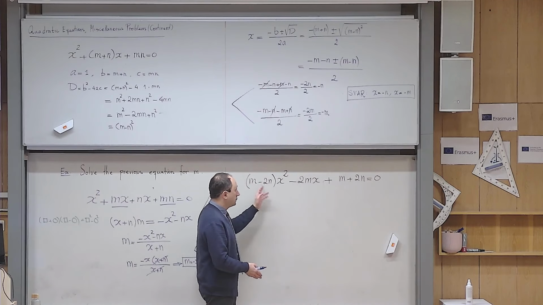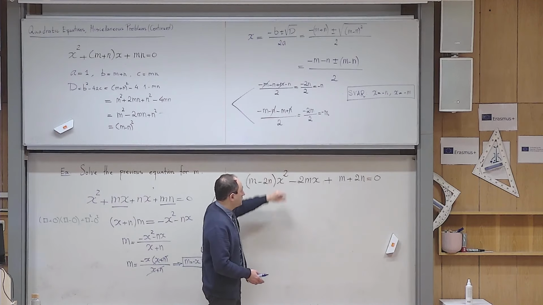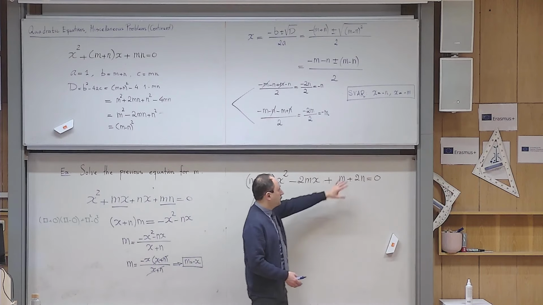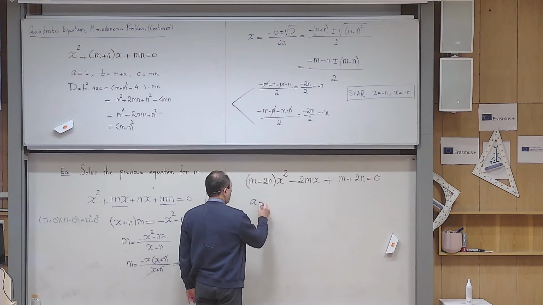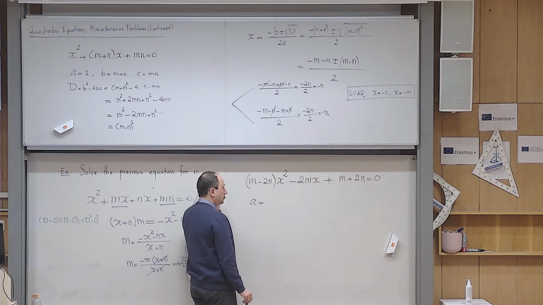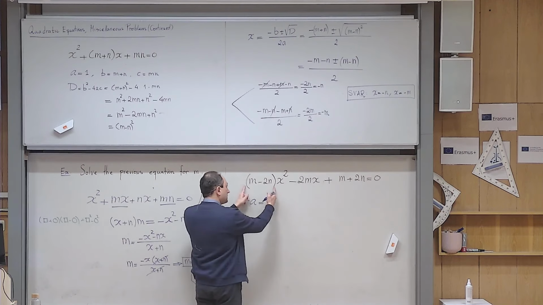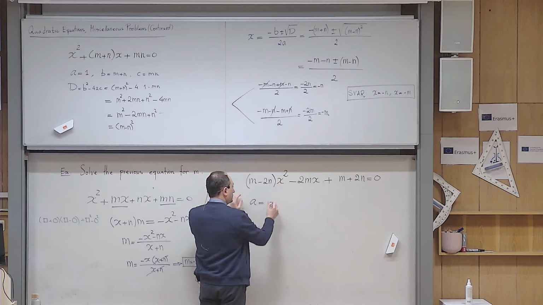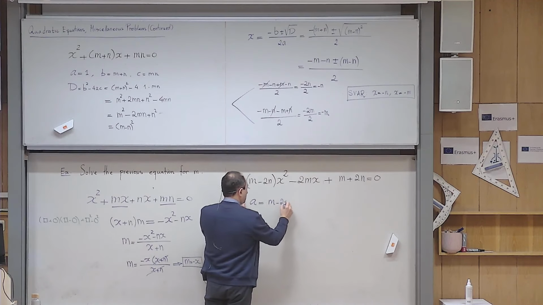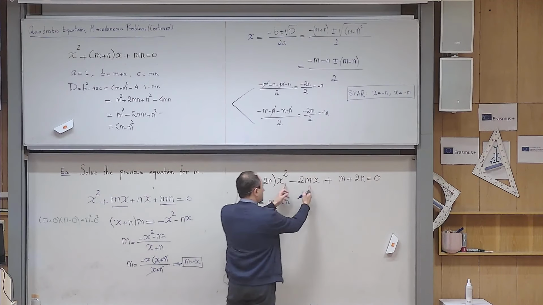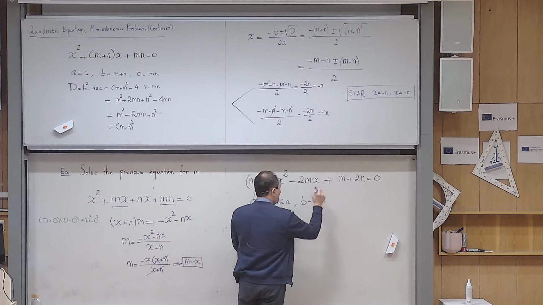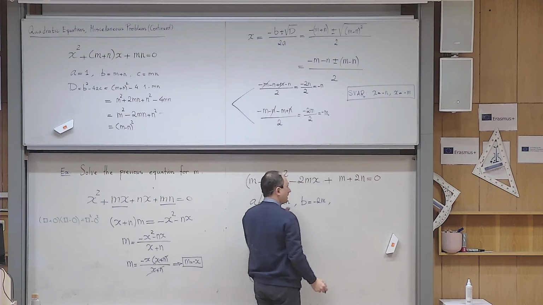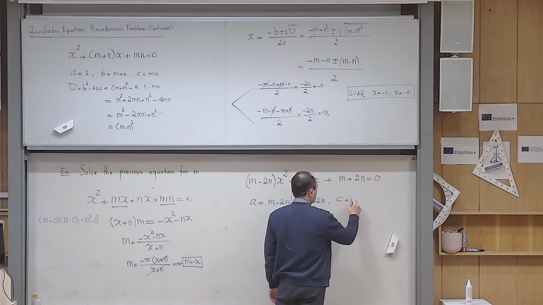It is not Mat 1c lesson. So you have to use this method because you have x squared, you have x, and you have something without x. The first thing that you need to do is to read the a, b, and c. What is a? This expression sitting next to x squared is a. This expression sitting next to x is b, and everything without x is your c.